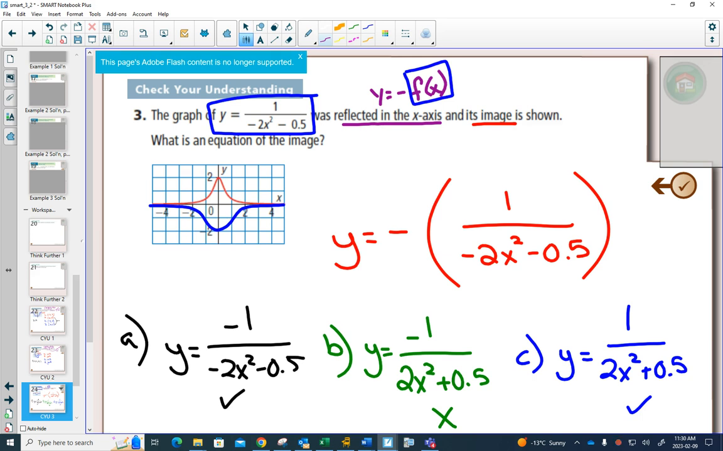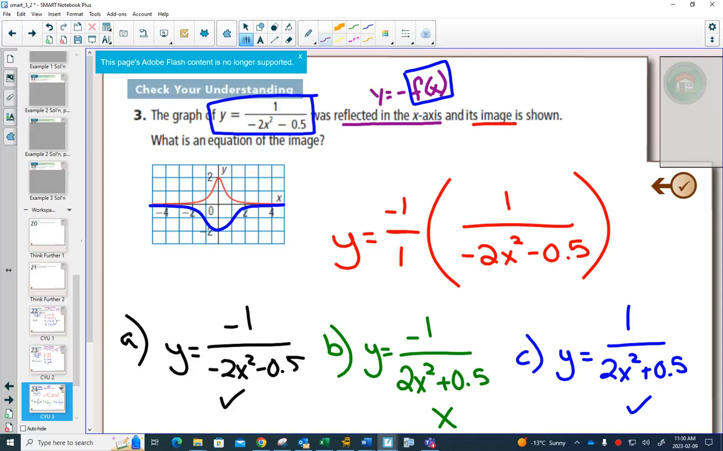Well, a negative outside of the brackets is like a negative 1 outside of the brackets. And a negative 1 outside of the brackets could be written as negative 1 over 1. Because I'm multiplying by a fraction, I need to use my fraction rules. How do you multiply fractions? You multiply the tops, you multiply the bottoms.